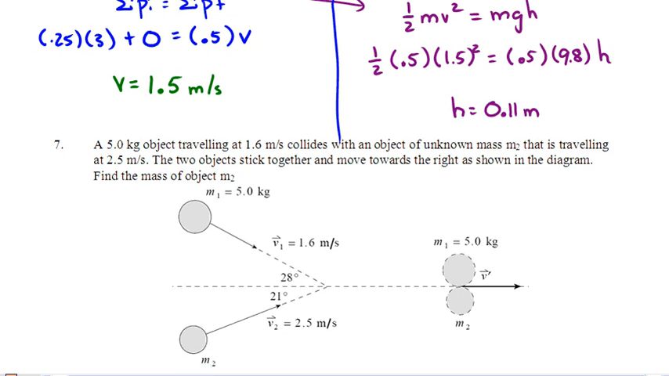5 kilogram object. Okay, yes, that's this one here. It's traveling at 1.6 meters per second. Yep, weird angle. It's got a collision going on here with an unknown mass. So I don't know what this one is. And it's traveling at 2.5 meters per second. They stick together, and kind of weird, they go exactly to the right in the diagram. And you have to find the mass of object M2.